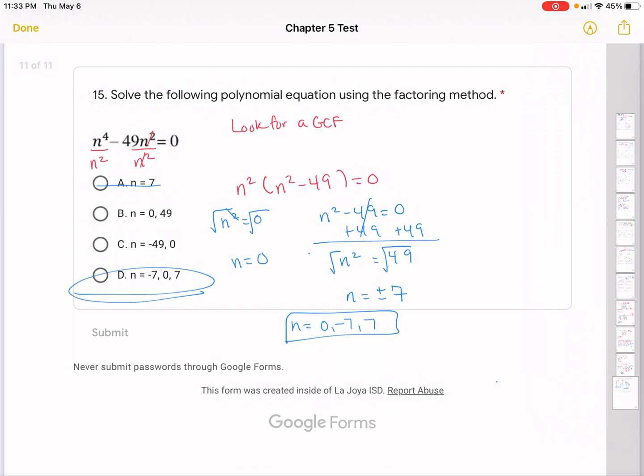You can use these videos to help you make corrections to the Chapter 5 test. You can also use them to help you complete the makeup test.